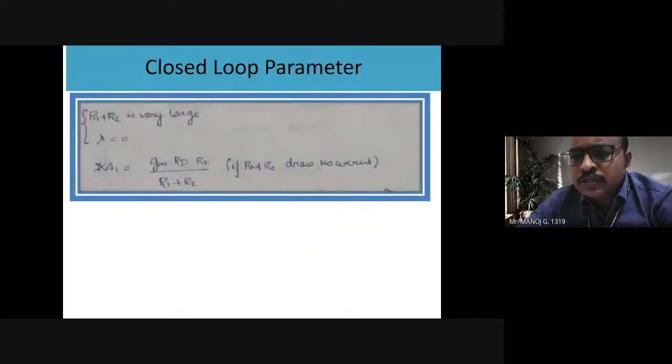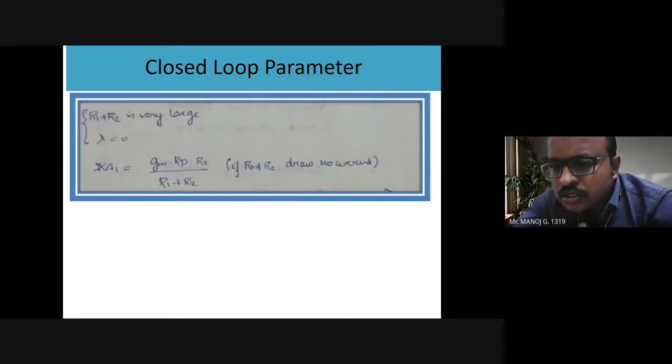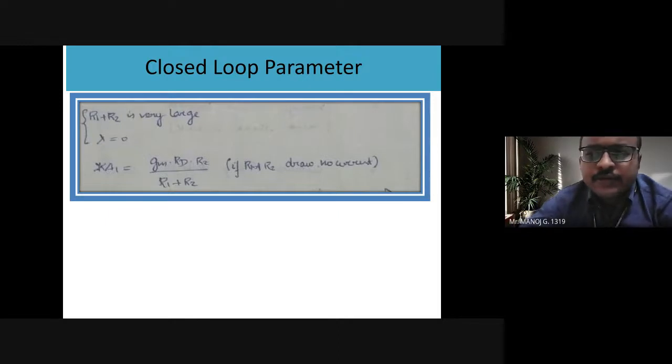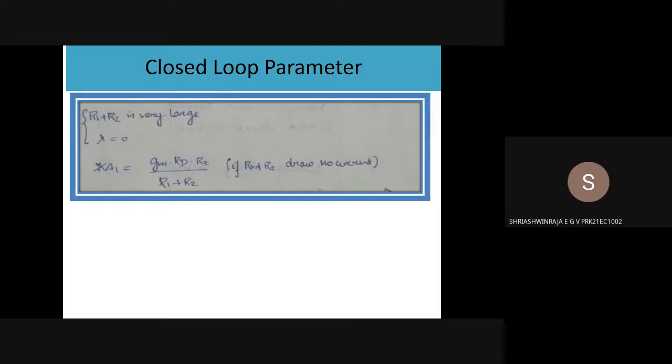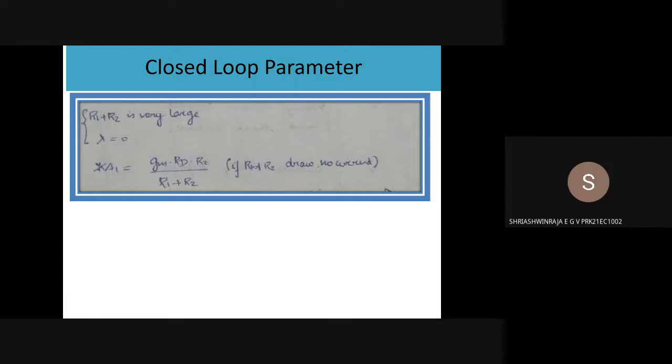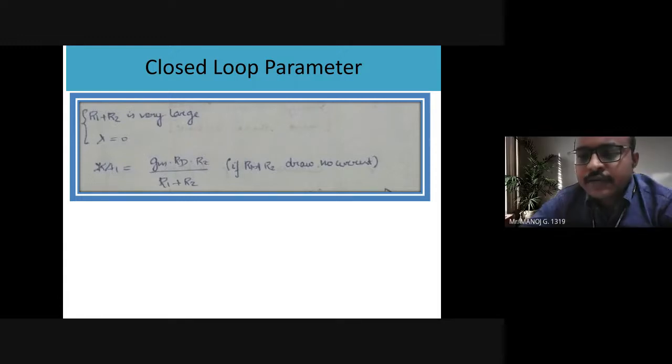We have an electrical amplifier. Hopefully, it's right. Did you get this? What Isaac has done is right: GM into RD into R2 by R1 plus R2. Is that right, Mr. Ashwin? Time, sir. Okay, make it fast. I'll give you 2 minutes.